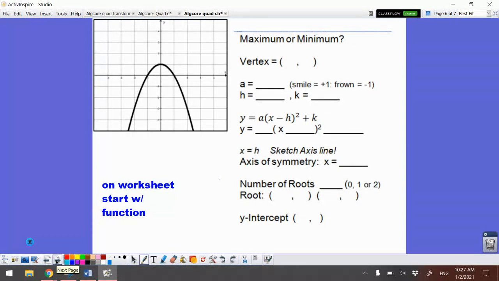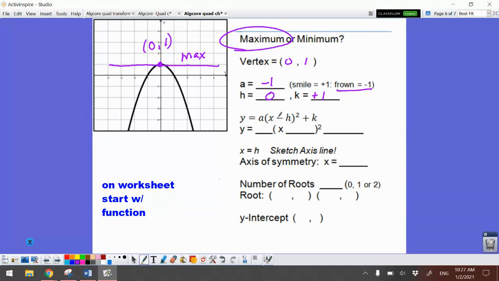So this one I see is a frown. Since it's a frown, I know that A is going to be negative 1. So I'm going to go ahead and put that in there. And I know that this is a maximum. Where's my vertex? Well, that is 0, 1. And I also remember that my h is the same and my k is the same. I know that's a positive 1, so I'm going to go ahead and put a plus there just to make it a little easier on myself as I substitute in.